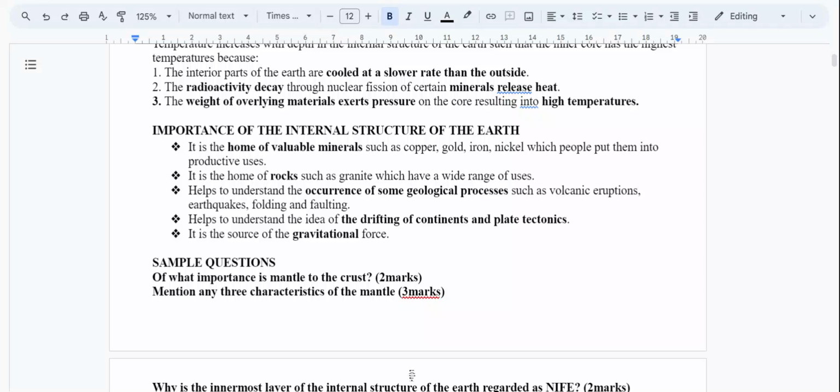So simply put, importance of the internal structure of the Earth: number one, home of valuable minerals, or source of minerals. Number two, it helps us to understand some geological processes, for example, volcanic eruptions. It also helps us to understand why continents have drifted apart to their current positions. And it is also a source of gravitational force.